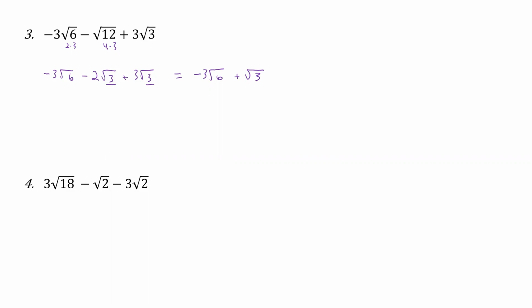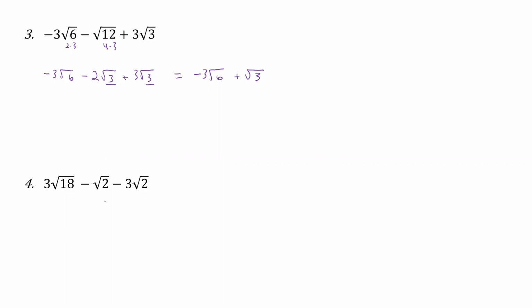Okay, so that's how we have to do it sometimes. We have to break down the radicands and figure out if there's something we can take an actual square root of, or the nth root of, and then do that, and then we get our like radicals that we can add or subtract. All right.